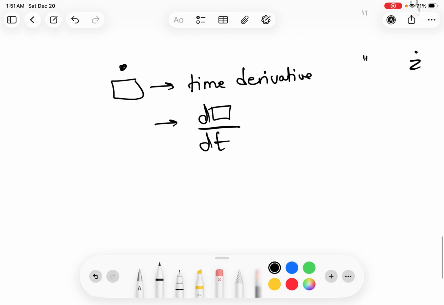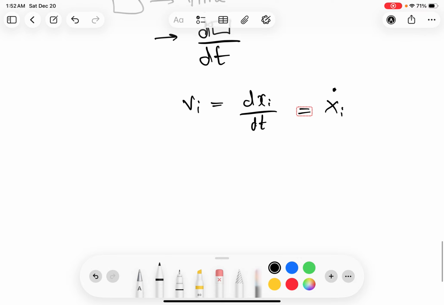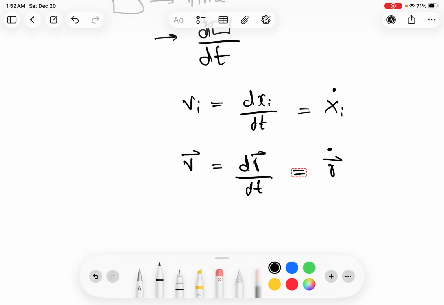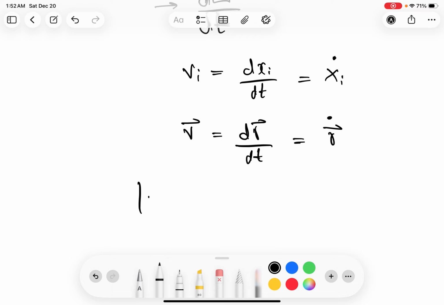So in short, instead of writing all the coordinates, we will just write vi equals dxi by dt, or xi dot, and in terms of the vector, we can write it as dr by dt, which is just r dot. Now the magnitude of the velocity, just like the Pythagoras theorem in 3 dimensions, is vx square plus vy square plus vz square.